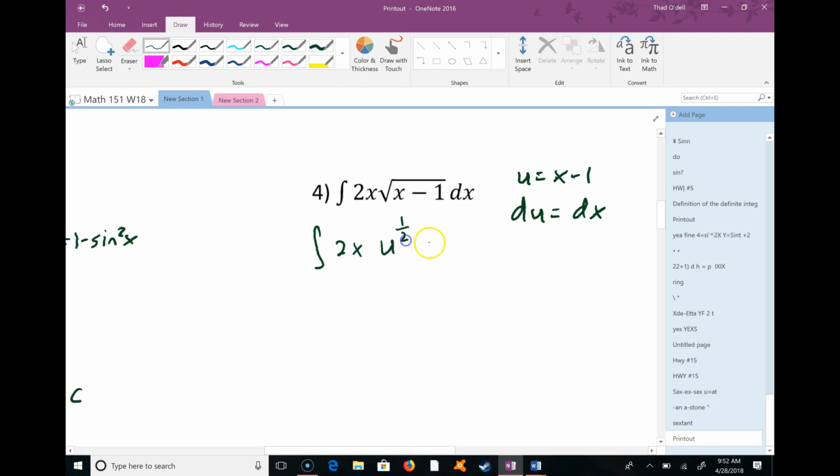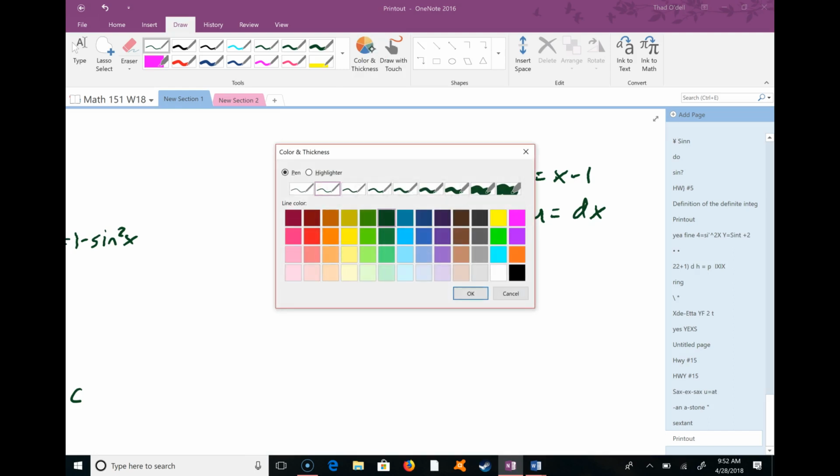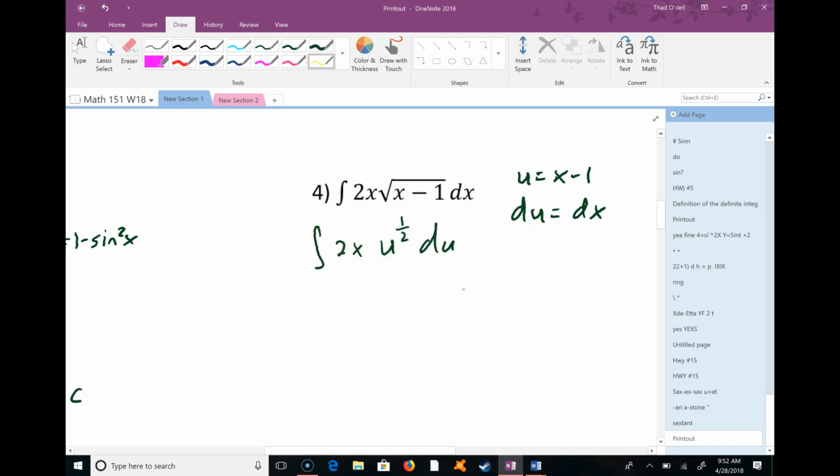This would be u to the 1/2. That would be du. And if we again try to make it clear with highlighting, it's amazing how wonderful highlighting is.